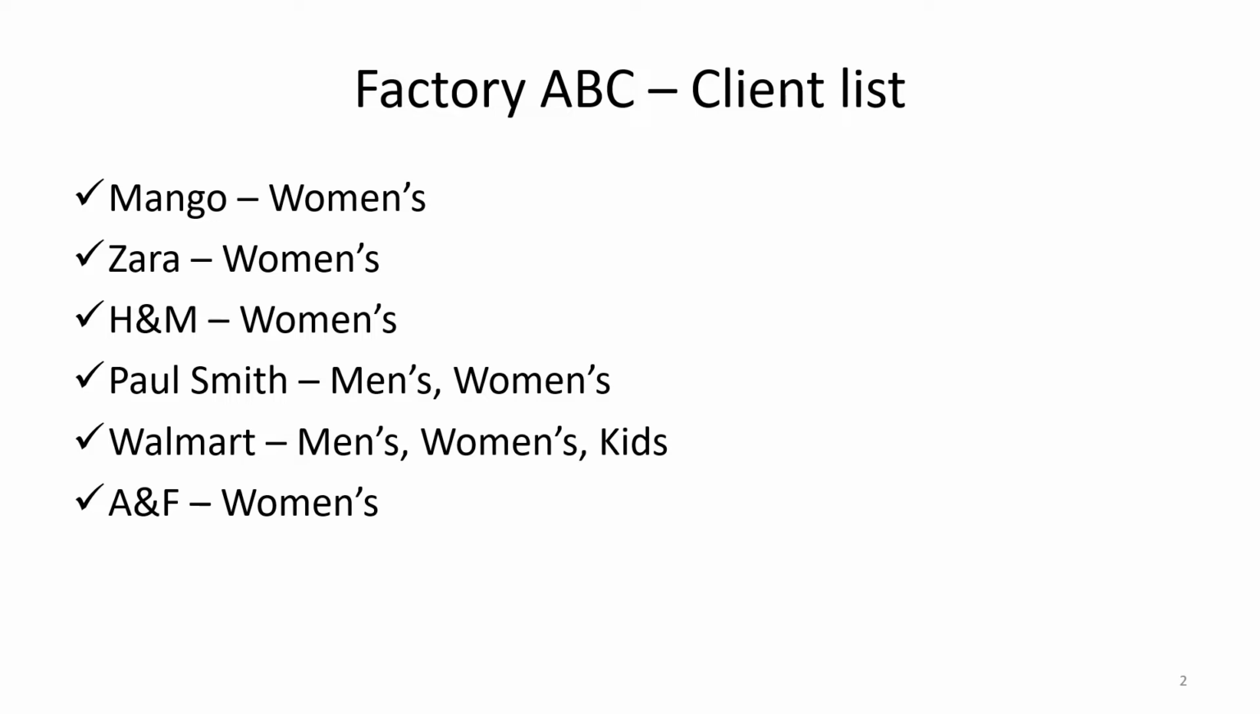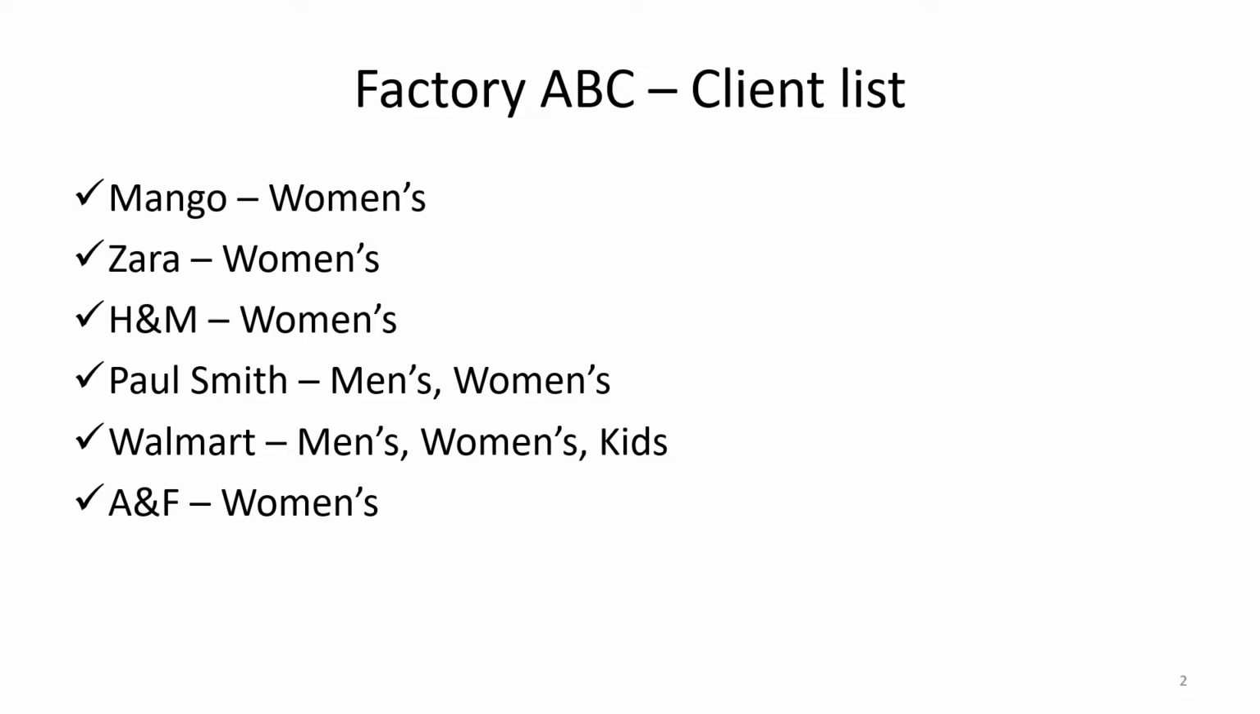So for any factory which is, let's say, mid-size or small, it is rarely seen that it is doing women's wear and menswear and kidswear, everything. It does not happen like that. One factory prima facie would specialize in one product category, let's say women's wear or menswear, and then when they become big over a period of time, they would also add other product categories. So for now, this factory ABC has a client list of Mango, Zara, H&M, Paul Smith, Walmart, and A&F.